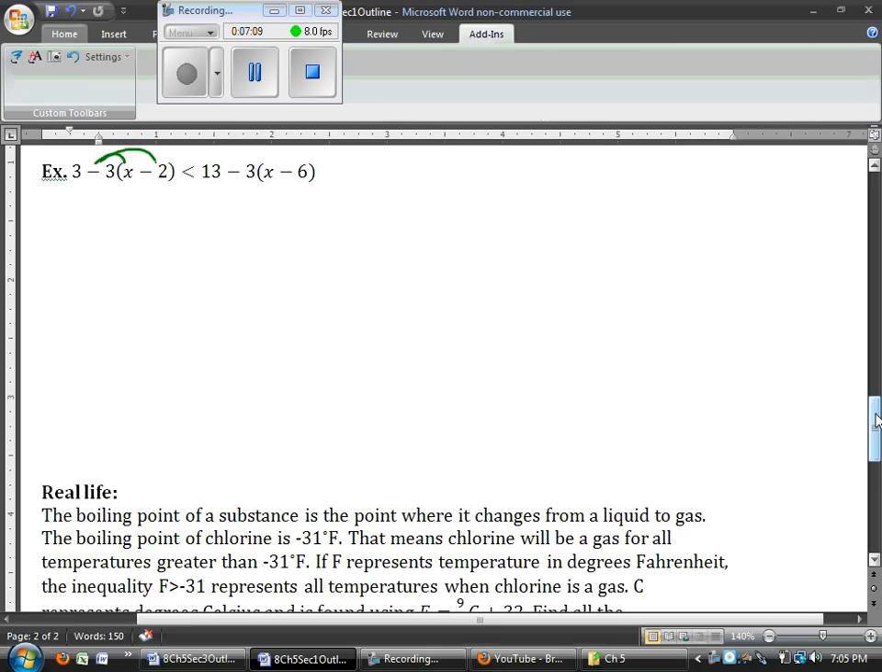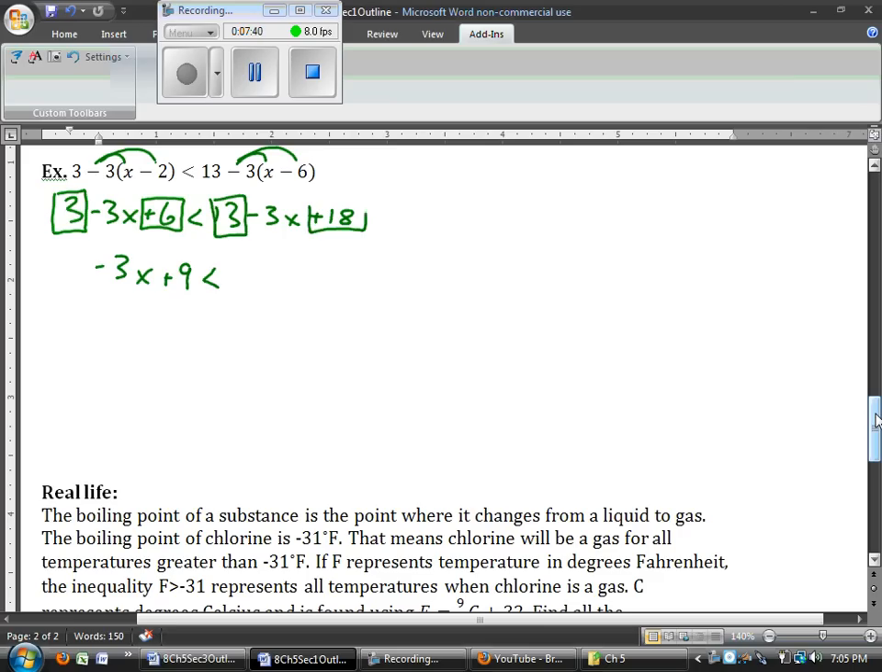Again, we have a negative sign in front of our parentheses, as you will see in probably just about every example I give you till we figure that out. But we go ahead and distribute that negative sign with your 3 to get plus 18 and plus 6. Now combine our like terms. Positive 3, positive 6 gives me negative 3x plus 9 is less than, I can combine 13 and 18 to get negative 3x plus 31. Okay.